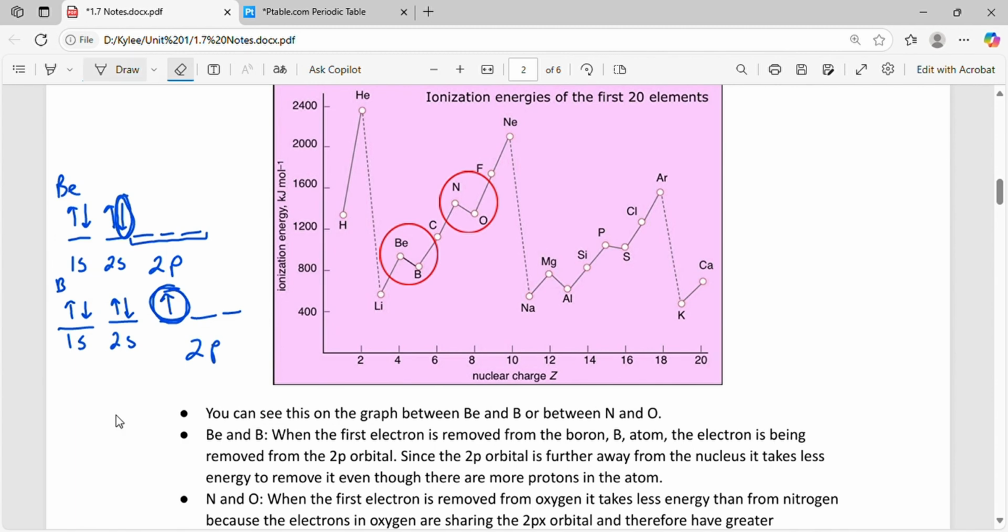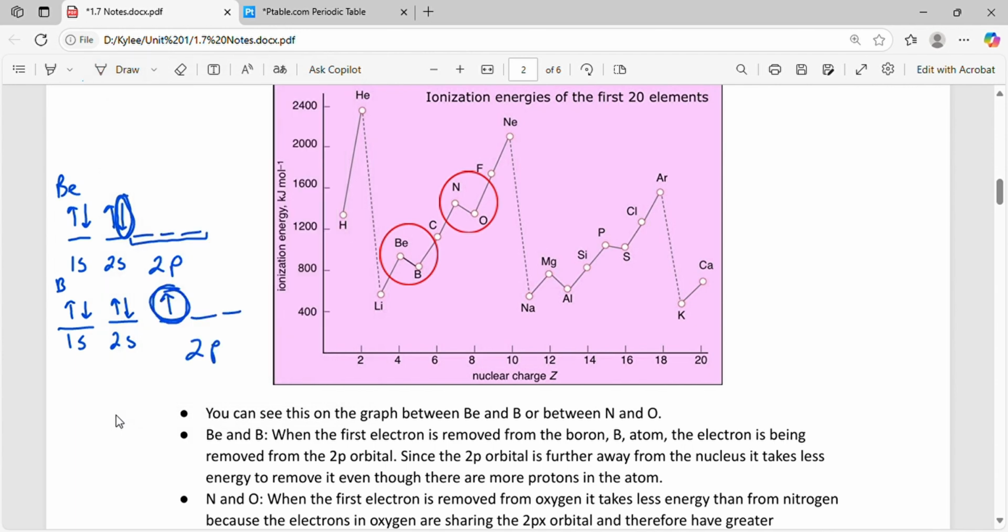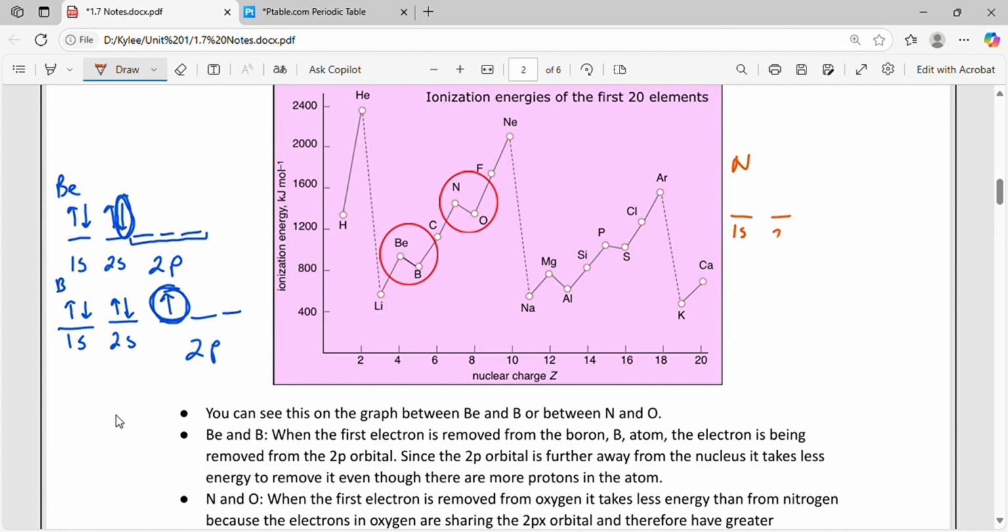So if we compare nitrogen and oxygen, we see something else that's kind of interesting happen. Again, if we do nitrogen first, we have our 1s orbital, 2s orbital, 2p orbital. I'm going to go ahead and write this for oxygen as well because we're going to compare them. All right, so for nitrogen, it has 7 electrons.